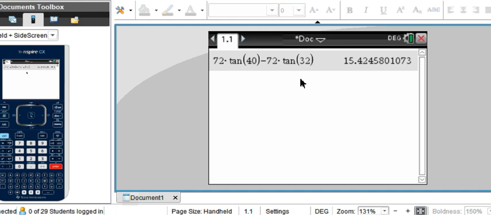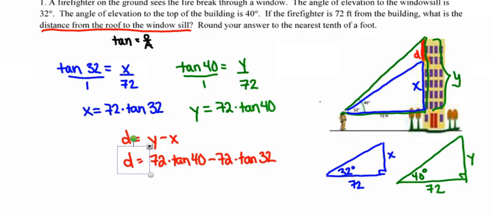So now I have to go back to the problem and see exactly what it is they want me to round to. In looking at the problem, they're asking me to round to the nearest tenth of a foot, that distance from the windowsill up to the roof. I'm going to use my squiggly equal sign here, so about 15.4, and I want to include my units of measure, feet.